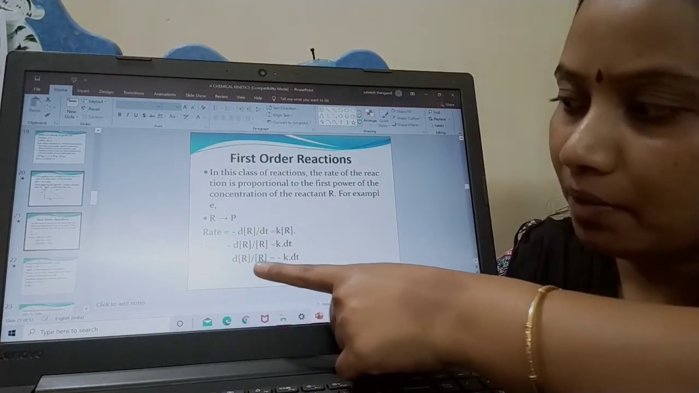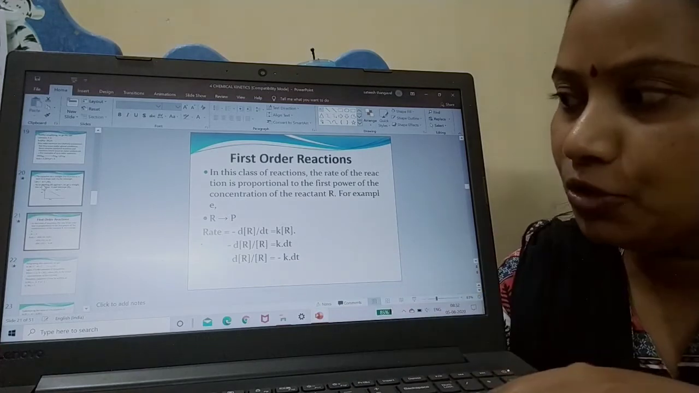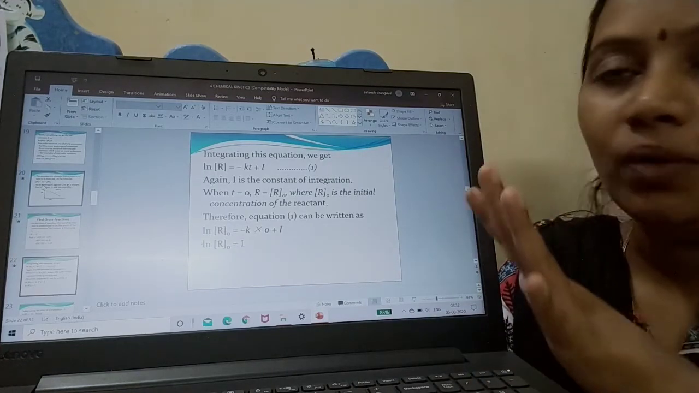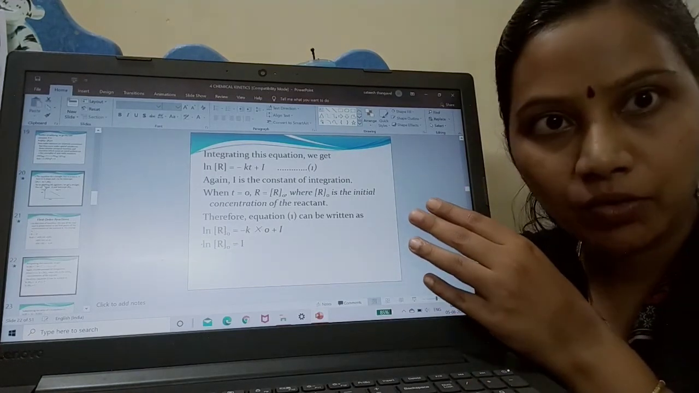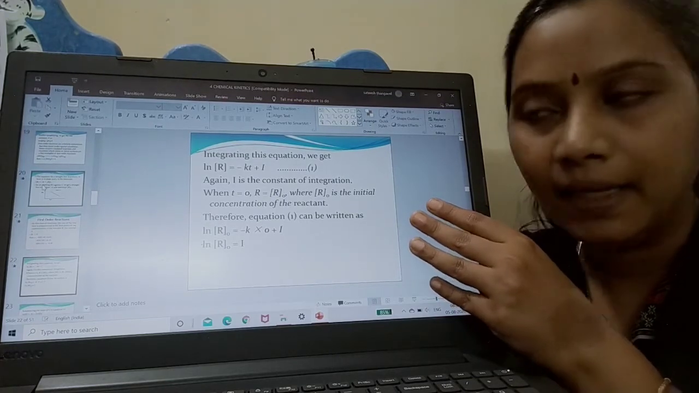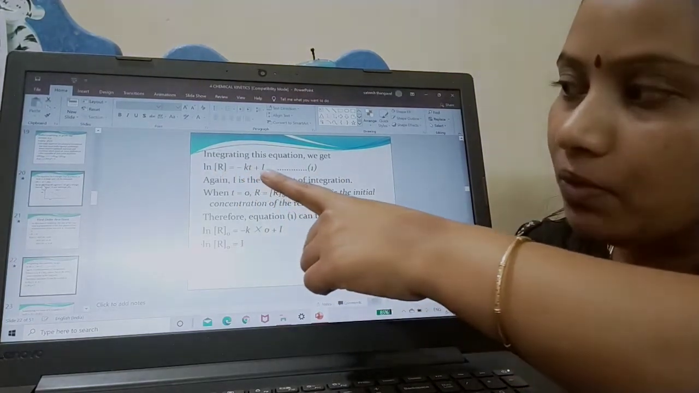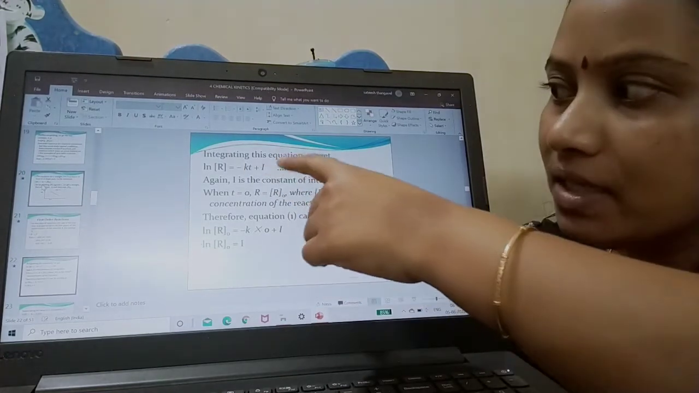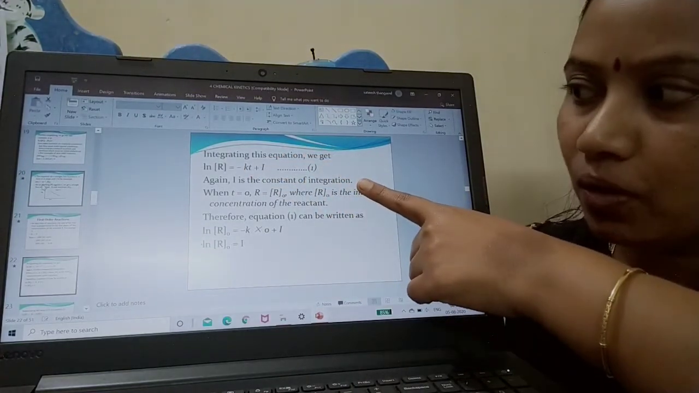So dR by R is equal to minus K dt. Now we need to integrate. This is the step where I introduce the integration constant I. So log R is equal to minus Kt plus I. What is I? I is nothing but the integration constant.